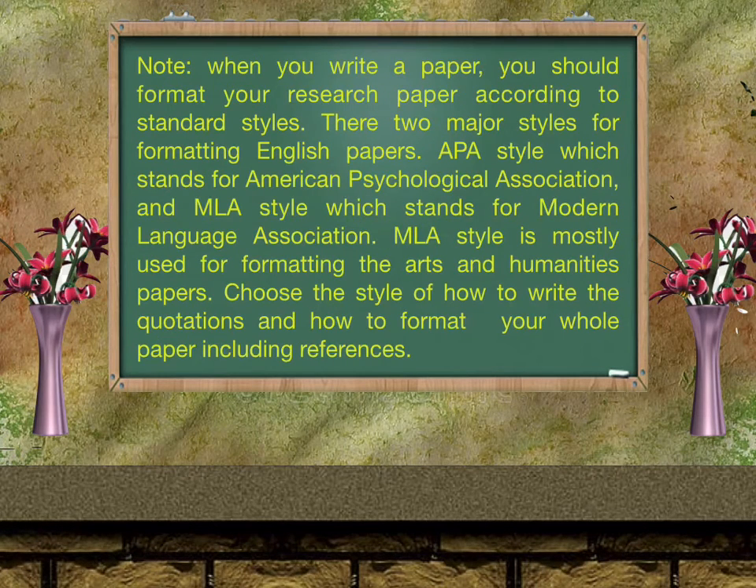Note that when you write a paper, you should format your research paper according to standard styles. There are two major styles for formatting English papers. APA style, which stands for American Psychological Association, and MLA style, which stands for Modern Language Association. MLA style is mostly used for formatting the arts and humanities papers. Choose the style of how to write the quotations and how to format your whole paper, including references.